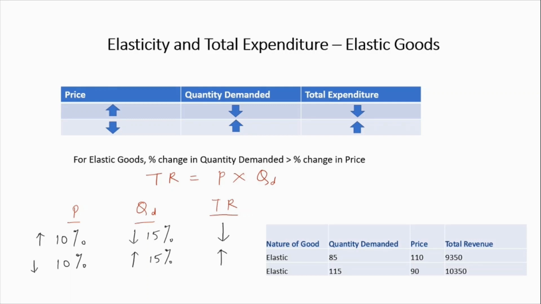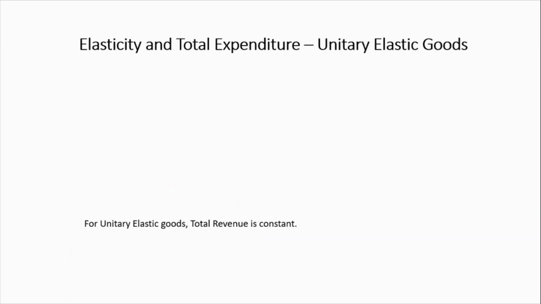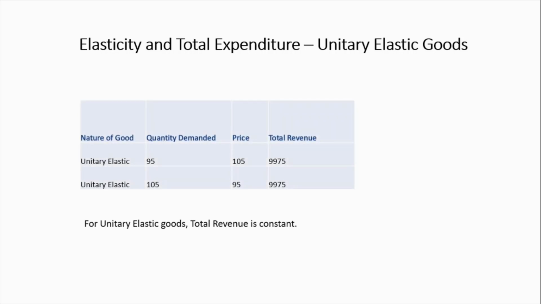And in the first case, the total revenue is around 9,350. In the second case, the total revenue is around 10,350. So you have seen that in the first case, the total revenue has gone down. And in the second case, the total revenue has increased. Now, this is the case of elastic goods. So, unitary elastic means the price elasticity is exactly equal to 1.